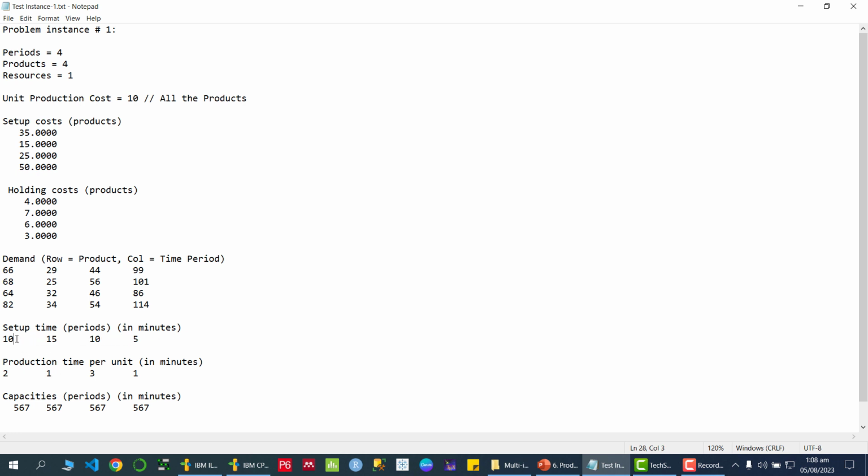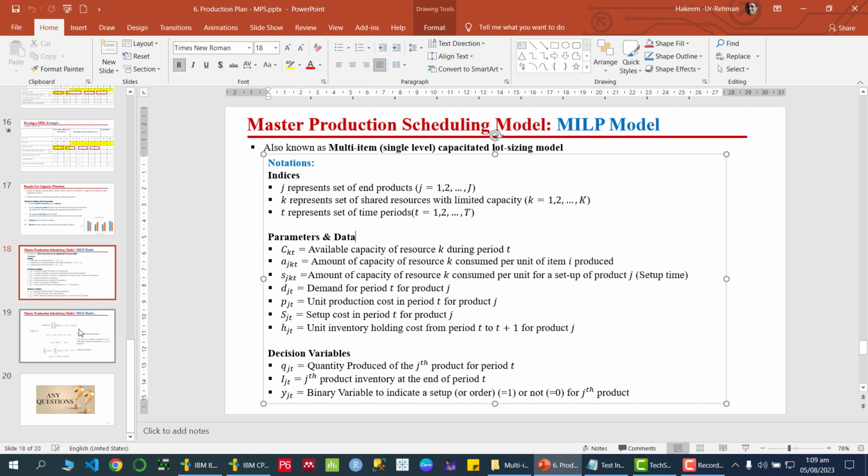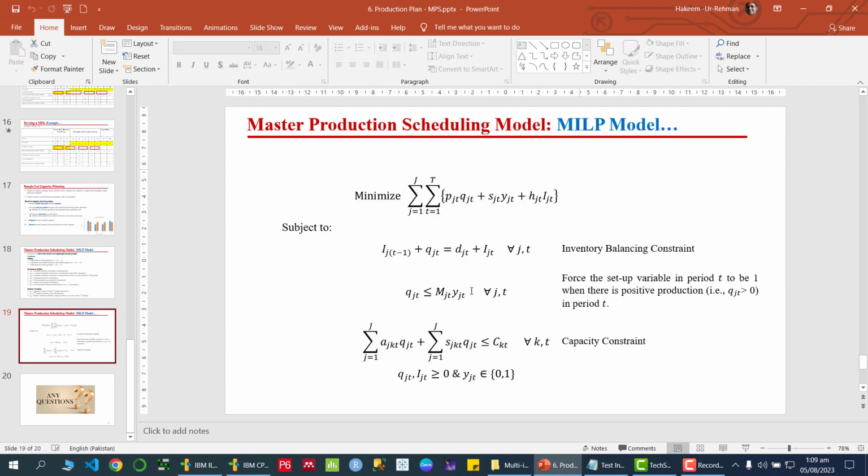Similarly, we have a setup time for the particular product, that is, how much time they are taking to set up for that particular product. Similarly, this is the production time per unit. This is the capacity we have. Based on this test instance, we are going to develop this mixed integer linear programming model.